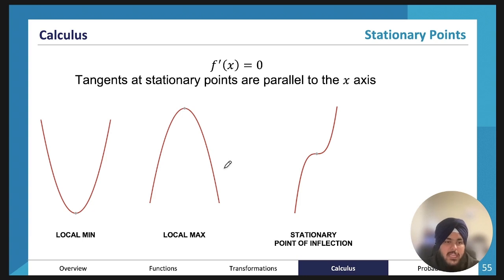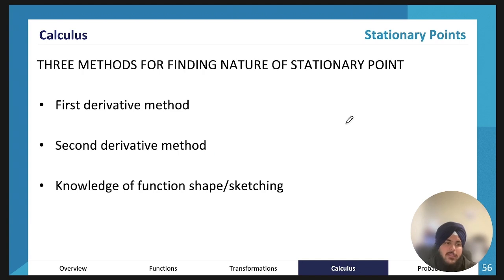So tangents at stationary points are parallel to the x-axis, like I've established. However, if we have a vertical point, it's going to be undefined. So again, just really being familiar with the local minima and local maxima and how they look is really important for these types of questions.